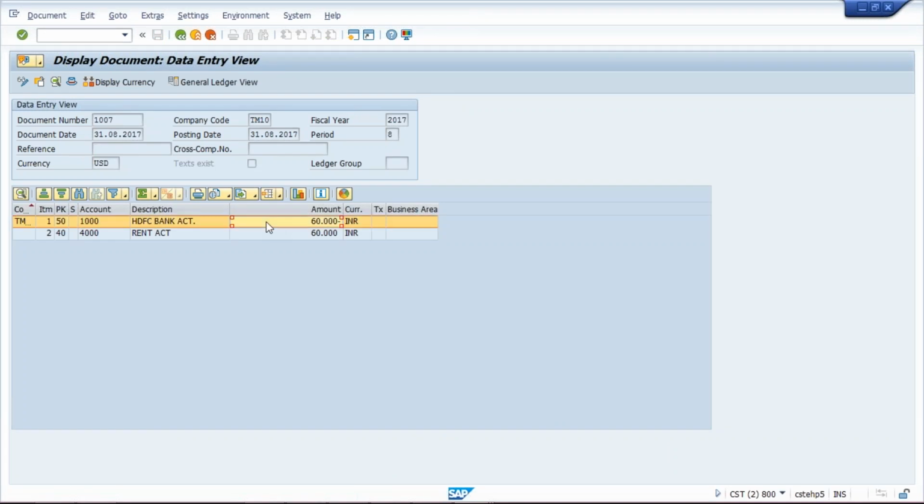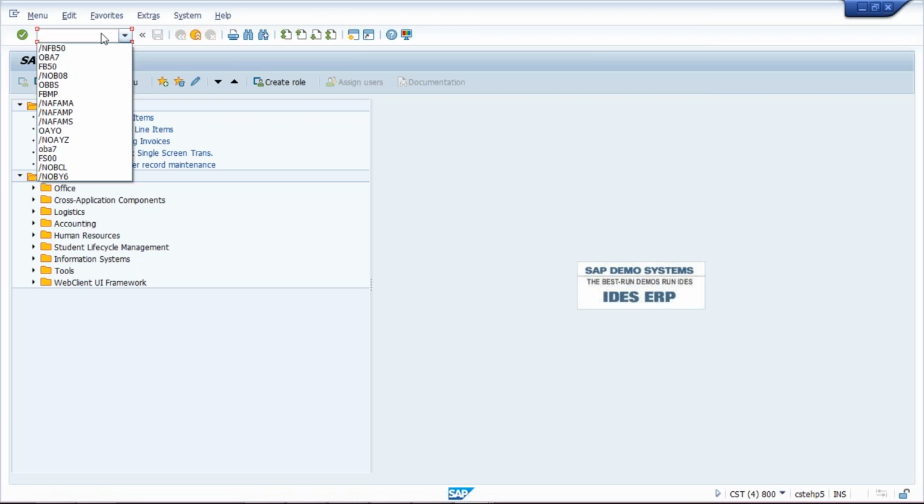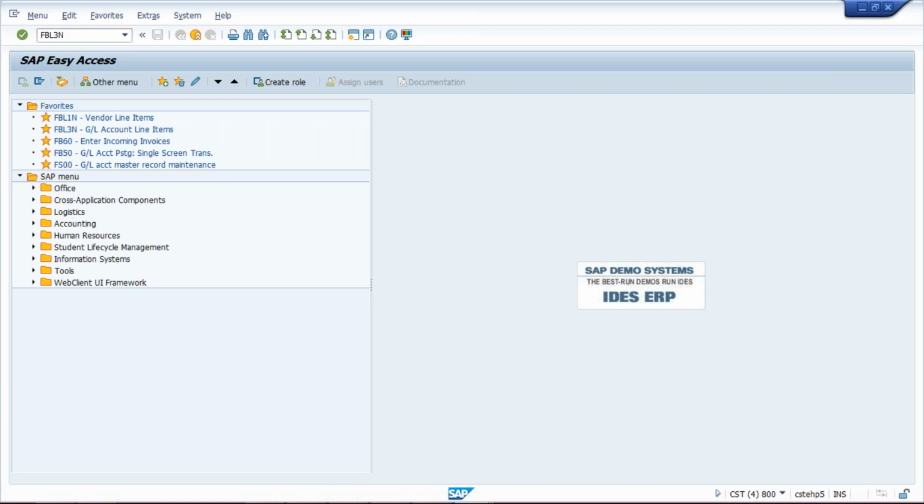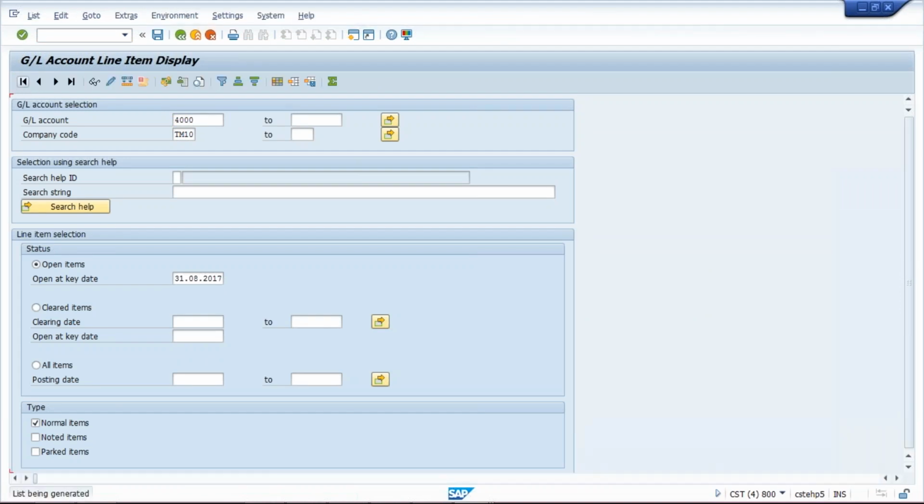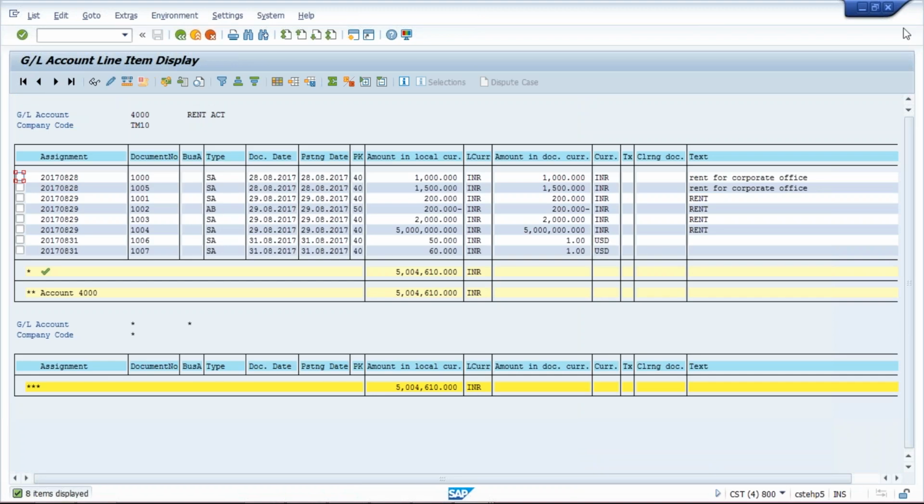Here system has converted into your Indian currency, and even if you see the value also, I'll just show you. Use FBL3N to view the GL balances, GL report. Give GL number 4000. This is your end GL, and click on execute button. This watch kind of symbol, if you click here, system is going to show you the balance.